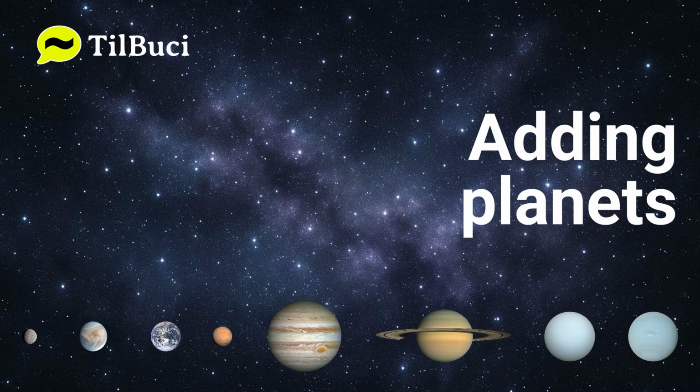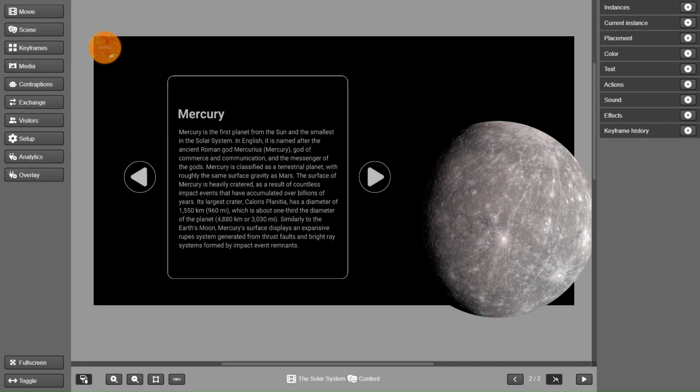Now it's time to expand the content of our kiosk by adding data about more planets. Access the second keyframe of our scene. Then, in the left menu, Keyframes, click on Add. This will create the third keyframe as a copy of the second one.